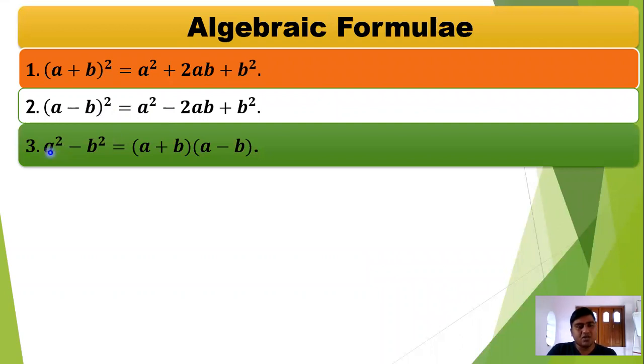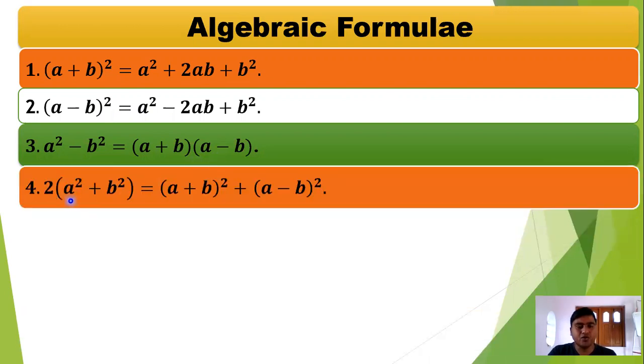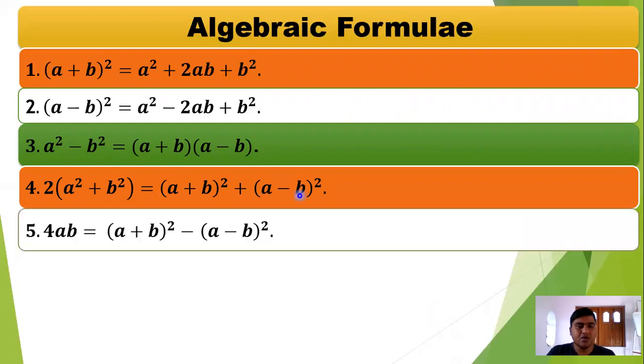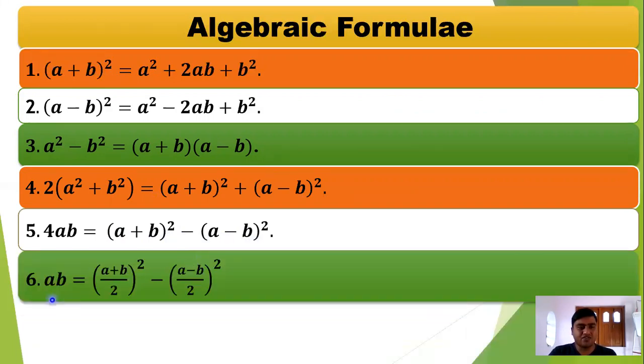Third formula, very useful formula: a square minus b square, the difference of two squares, is equal to (a plus b) into (a minus b). Fourth formula: 2 into (a square plus b square) is equal to (a plus b) whole square plus (a minus b) whole square. Fifth formula: 4ab equals (a plus b) whole square minus (a minus b) whole square. And sixth formula: ab equals ((a plus b) by 2) whole square minus ((a minus b) by 2) whole square.